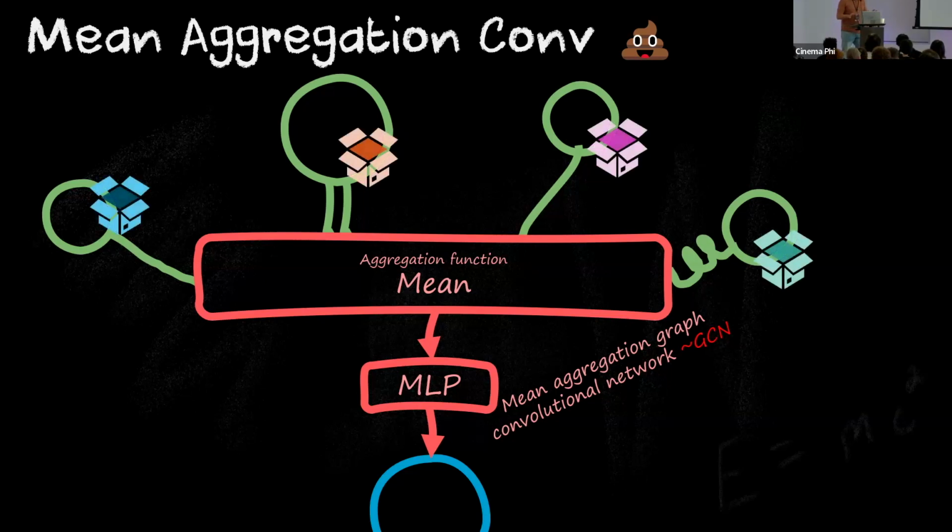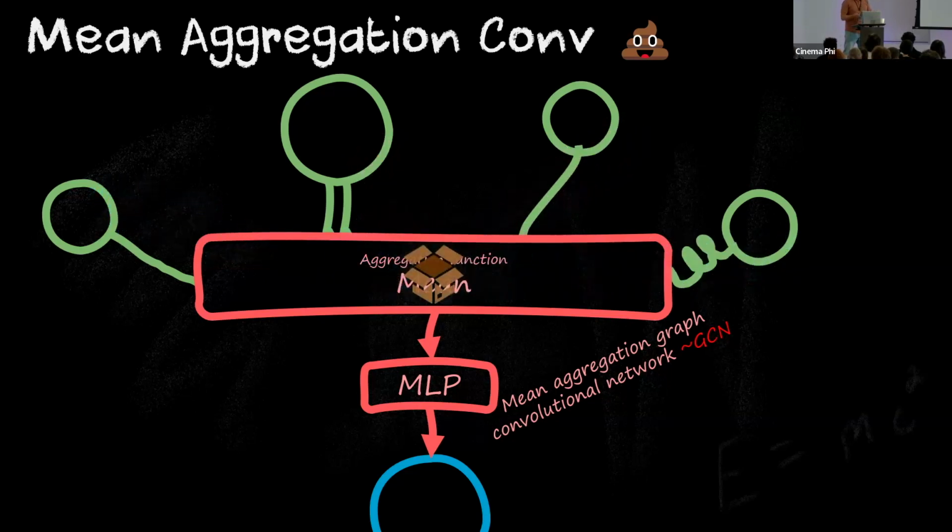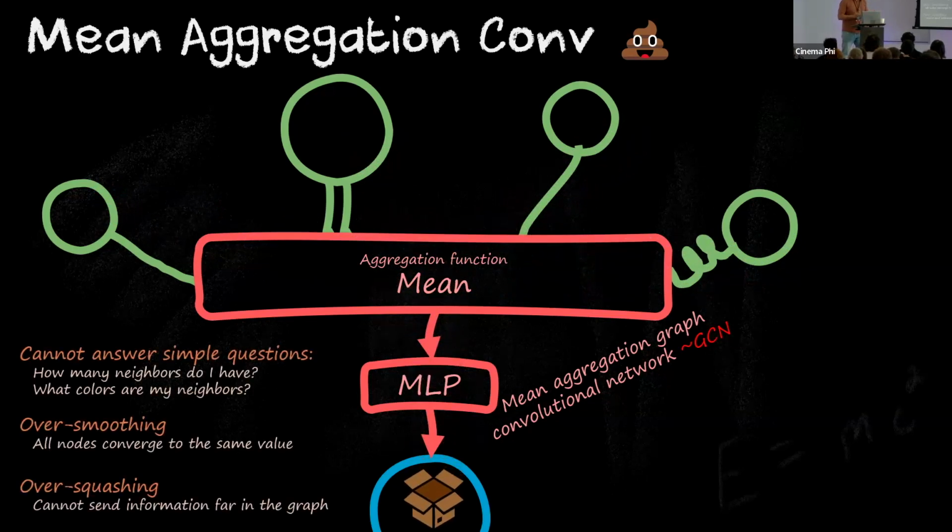So let's look at that. What does mean aggregation do? You have different boxes, and each box gets passed into the mean function. It becomes a poop-colored box, and then passes into an MLP. Basically, if you can imagine that the features are food, the mean aggregation is a poop machine that transforms any food that you put into poop. So with this architecture, there are simple questions that you cannot answer, like how many neighbors do I have, what was the color of the neighbors, and what was the food that I ate.